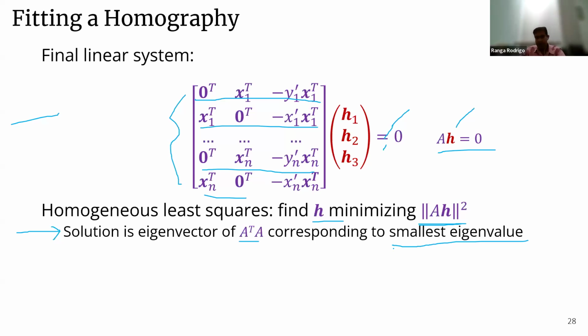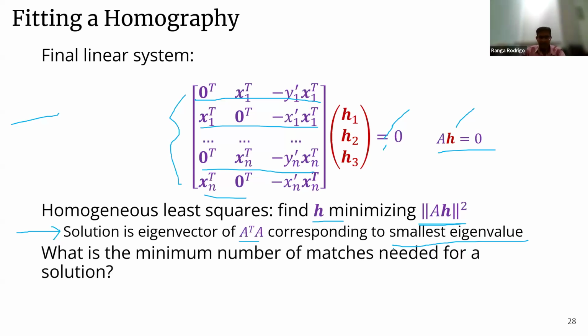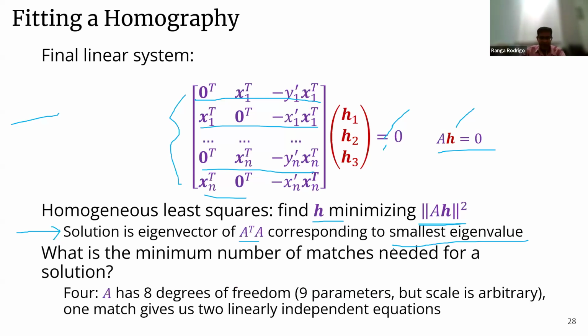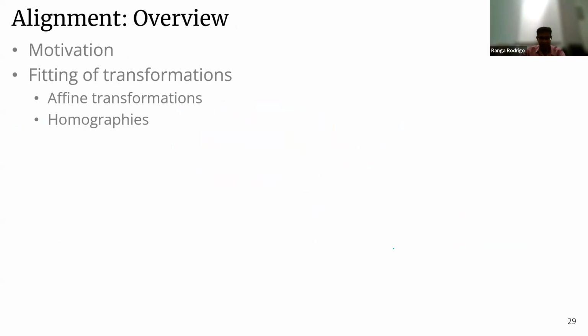NumPy to solve this. What is the minimum number of matches needed for a solution? H has 8 degrees of freedom, 9 parameters, but the scale is arbitrary. One match gives us two linearly independent equations, so therefore you need 4 point matches. Okay. So an affine transformation can be computed slightly more simply, but for a homography you have to compute using the SVD.